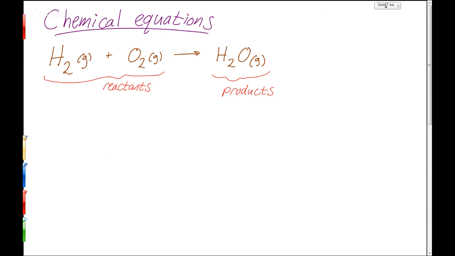So you also pointed out the little G in parentheses. That tells us the state of the various things. So in this particular reaction, we have all gaseous reactants and products. So gas gets a G in parentheses. Liquid gets an L. Solid gets an S. And then there's one more we call aqueous. And that gets an AQ. And that means dissolved in water.